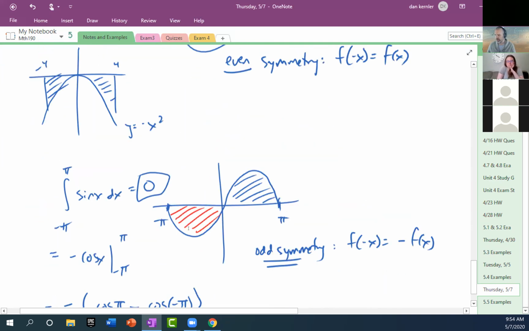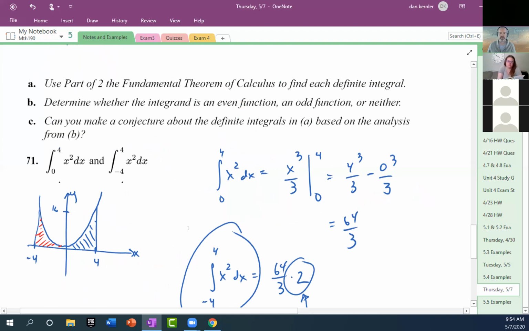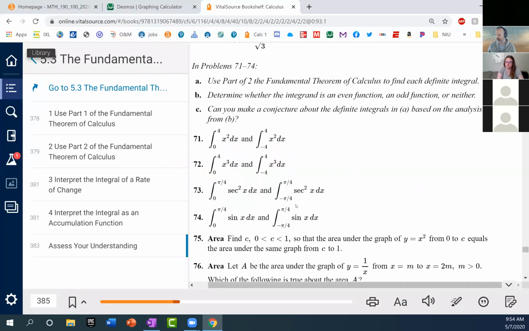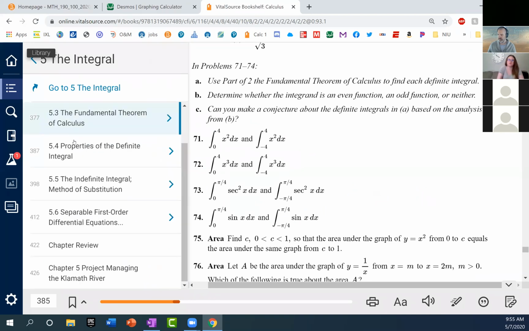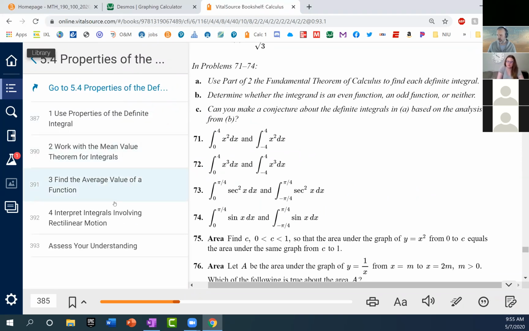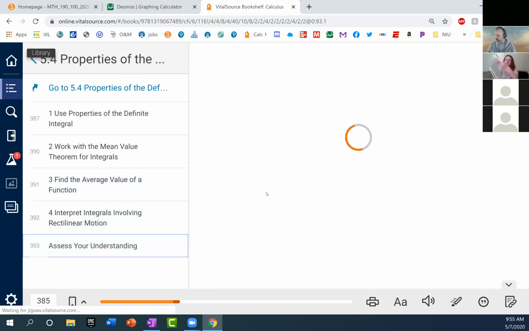Okay, any other questions on that one, on 71? Okay, any other 5.3 questions? I'm going to move to 5.4. We had a question earlier from Christopher about number 15.